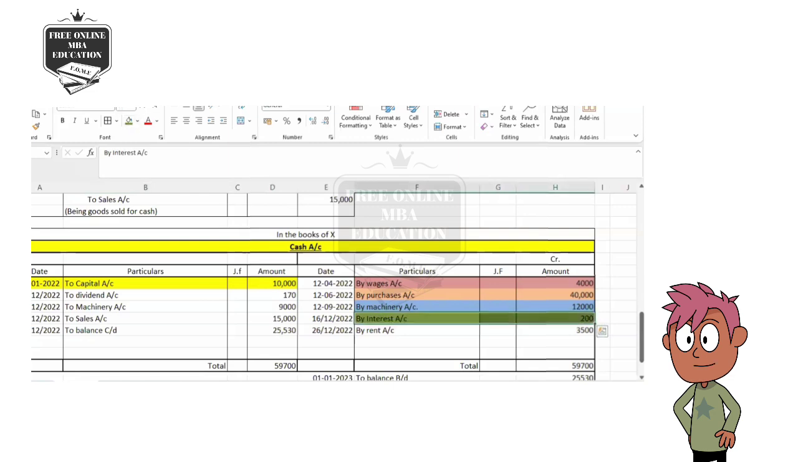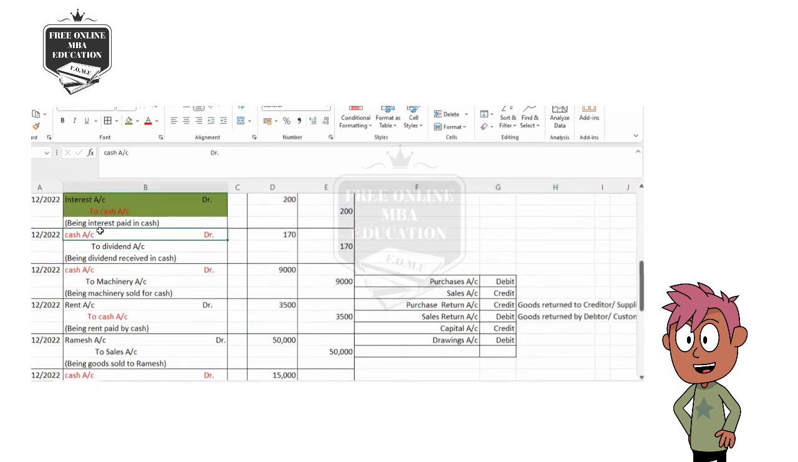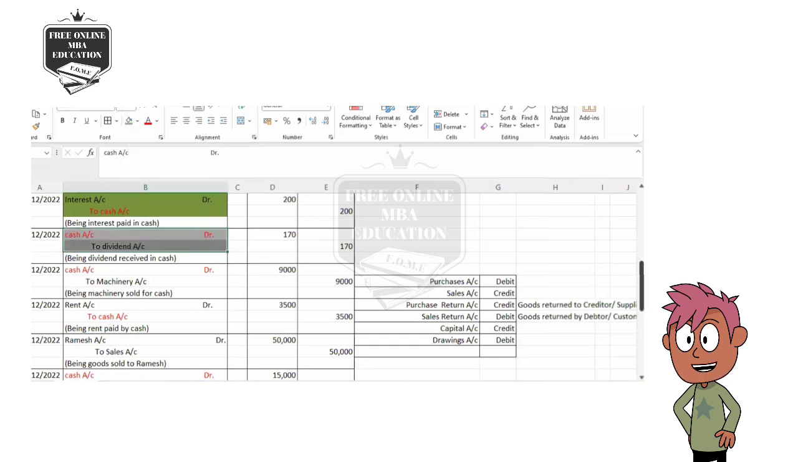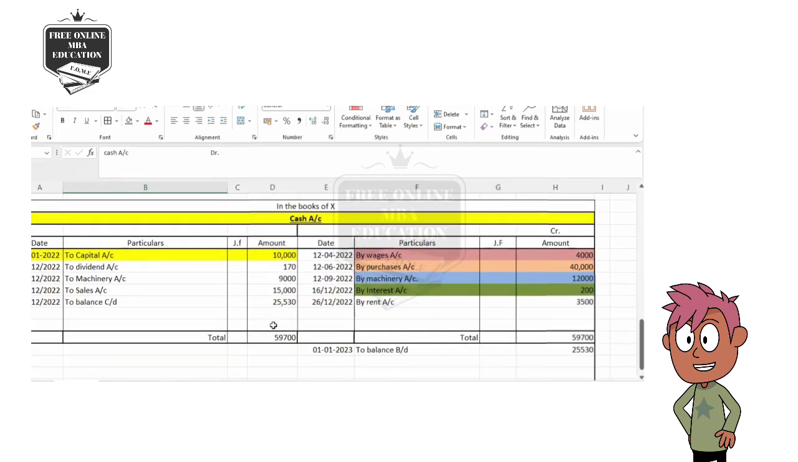Now, cash account debit to dividend. We have received dividend. Cash has entered the business. So cash account debit to dividend account. Here we are considering cash entered. So on the debit side of cash, we are supposed to mark the dividend received.